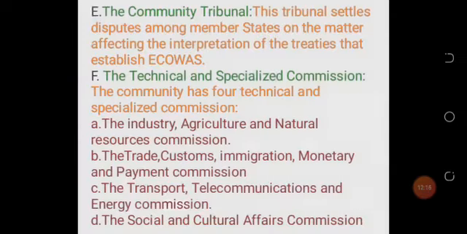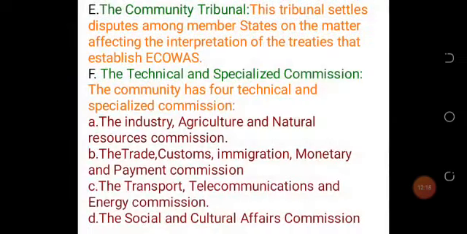Then another organ of ECOWAS is the community tribunal. This tribunal settles disputes among member states on matters affecting the interpretation of the treaty that established ECOWAS. That is, the tribunal listens to matters affecting the member nations and settles the dispute amicably.